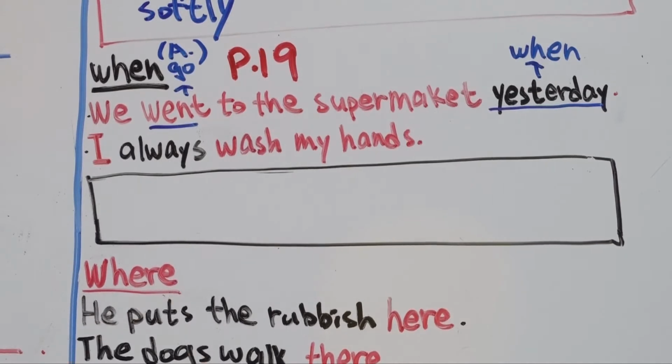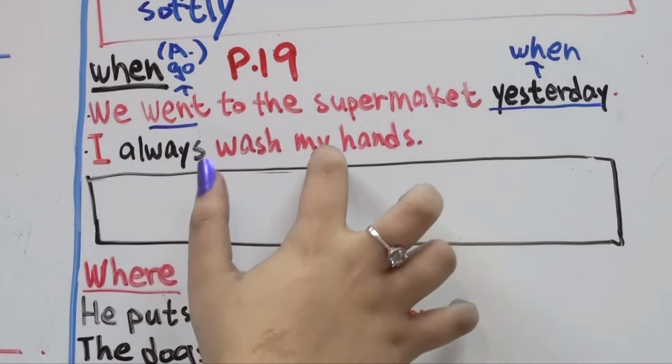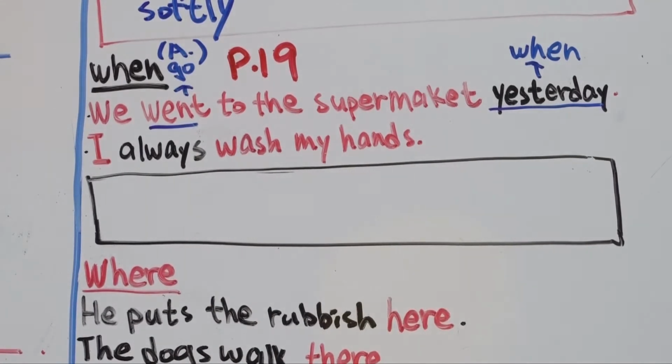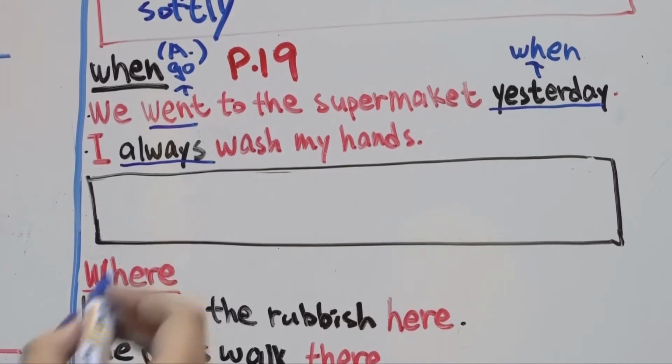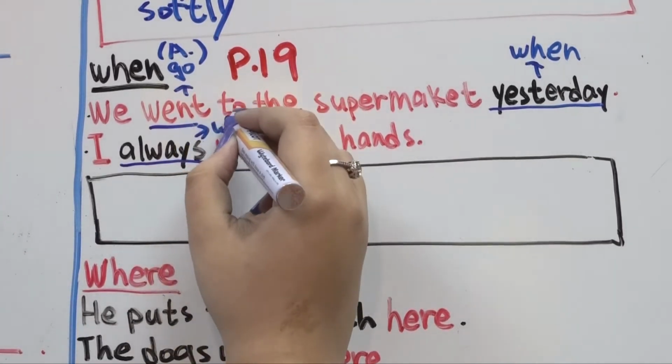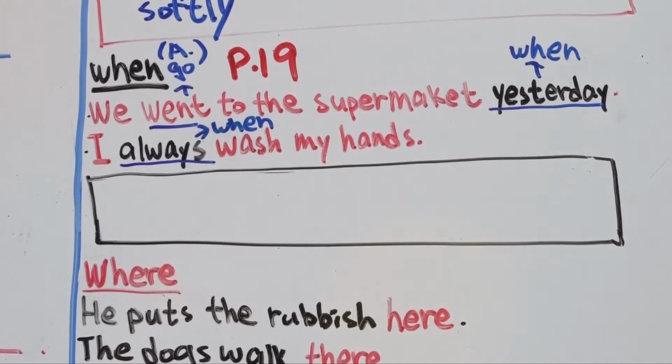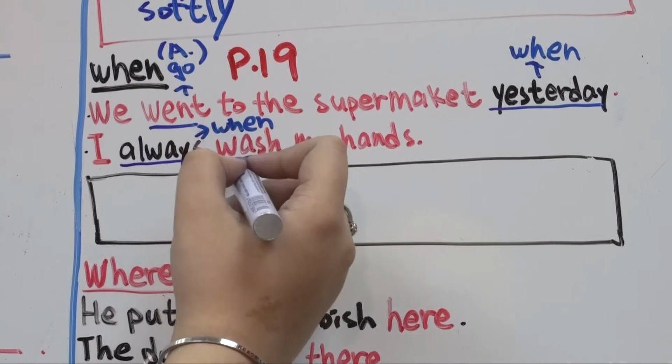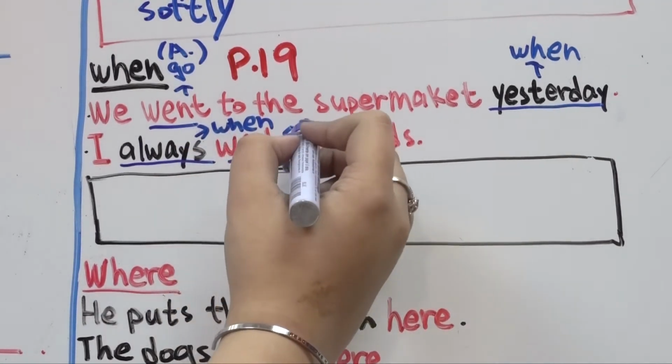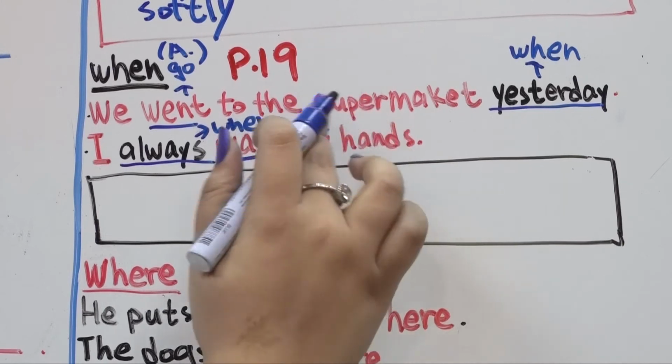Let's look at the next one. I always wash my hands. So the word always tells you when this action happens, right? When this action happens. Which one is the action here? I always wash my hands. The action is wash. Action. All right.